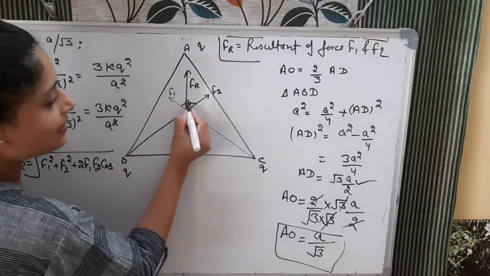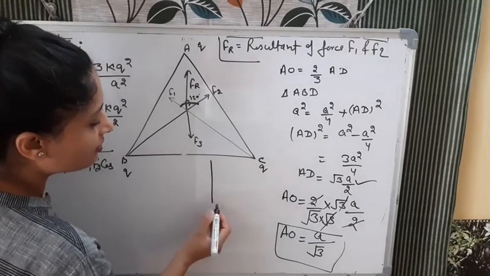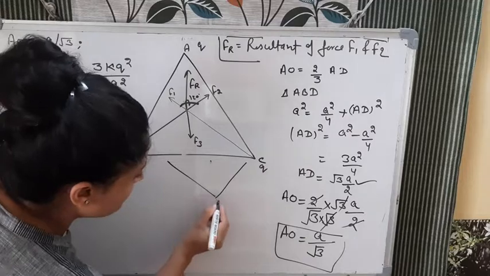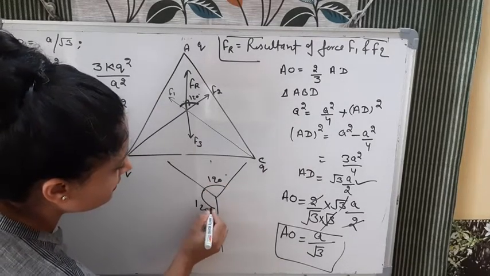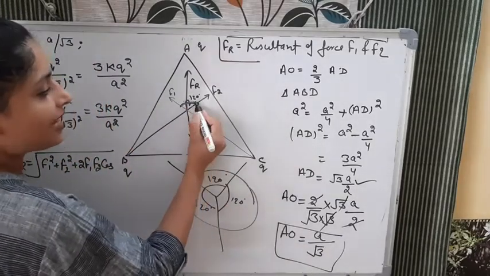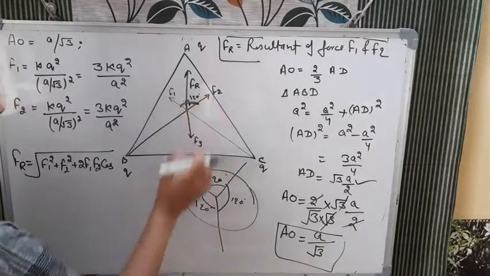So now what is this angle? See, this angle will be 120 degree. Remember this thing. Here it is like this. One is this, and one is this side. So this angle will also be 120. This is also 120. This is also 120. Total will be 360 degree. So here this angle between F1 and F2, remember it is what? In case of the equilateral triangle, this is 120 degree.